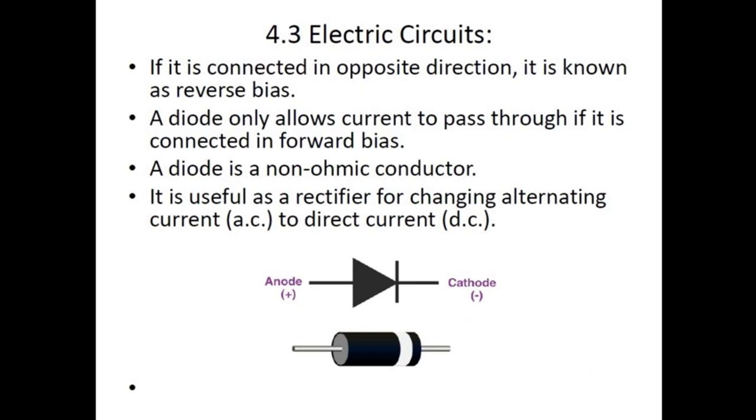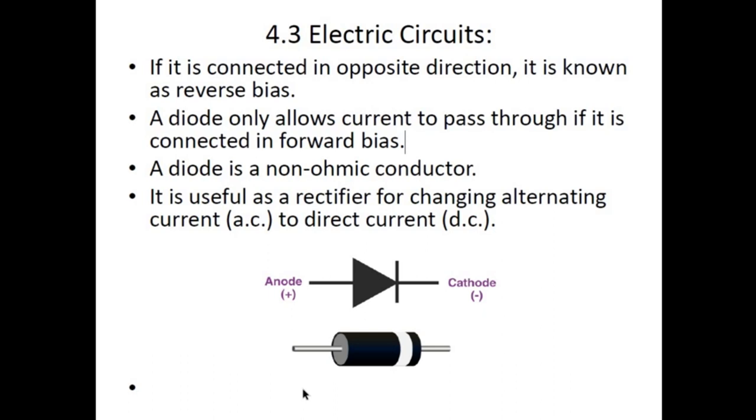A diode only allows current to pass through it if it is connected in forward bias. This means if the current is going in this direction, it will allow the current to pass through, whereas if current is trying to come from this direction, which means if you reverse the poles, it will not allow the current to pass through. It is useful as a rectifier for changing alternating current to direct current.